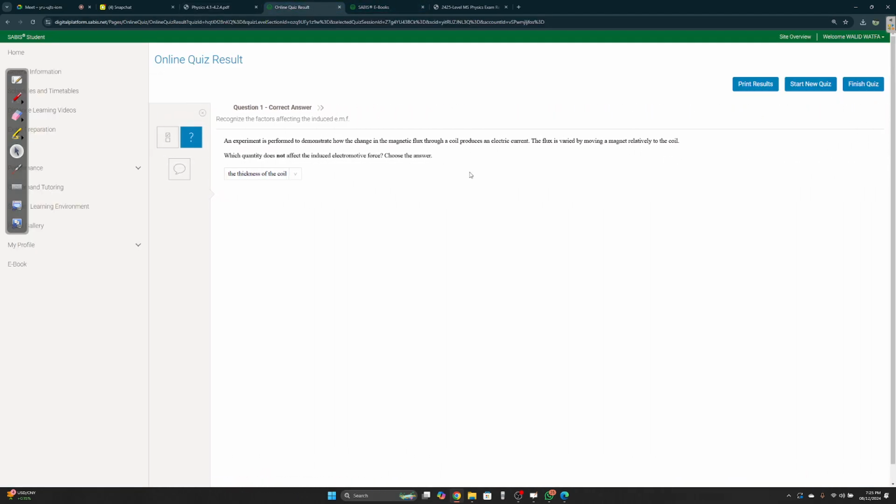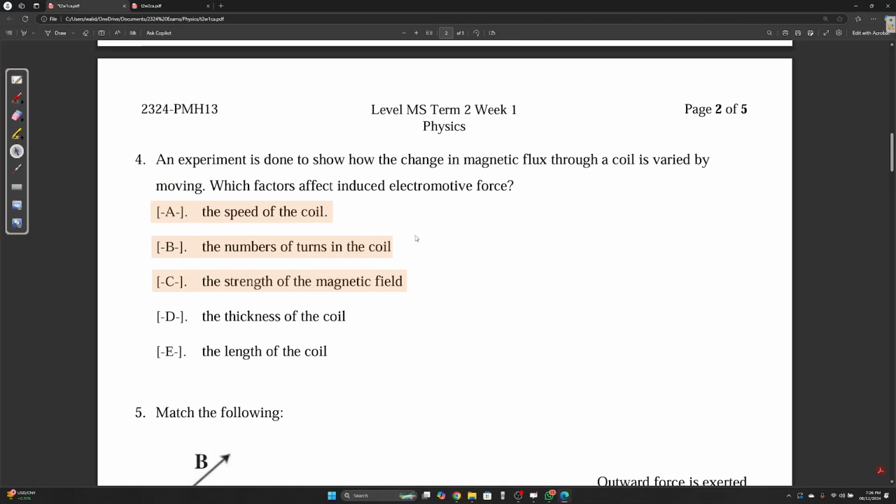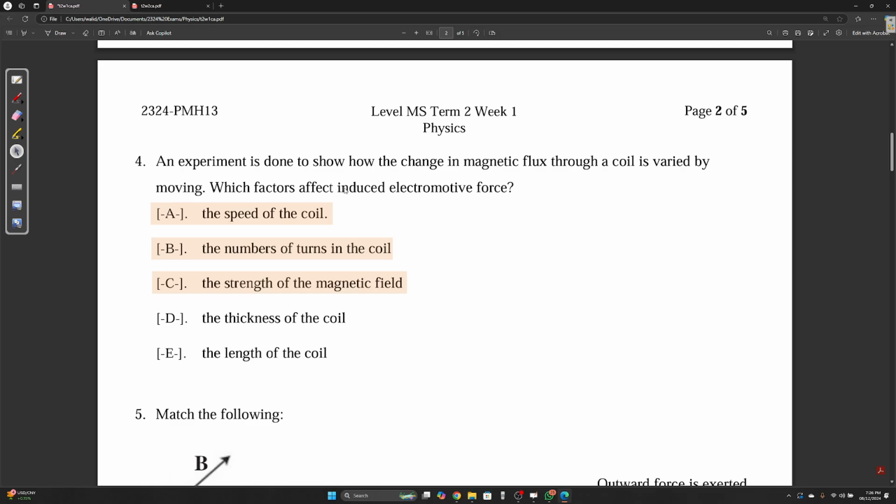It should be very easy. An experiment is performed to demonstrate how the change in magnetic flux produces an electric current. The flux is varied by moving a magnet relative to the coil. What does not affect the induced EMF? If they ask you in the quiz what does not affect, we have memorized the region. He gives you what does not affect the induced EMF. He's going to give you in the exam what does affect the induced EMF. And we know over here which factors affect the induced EMF.